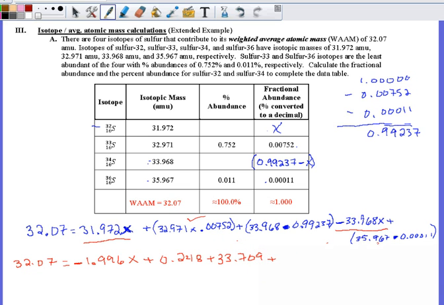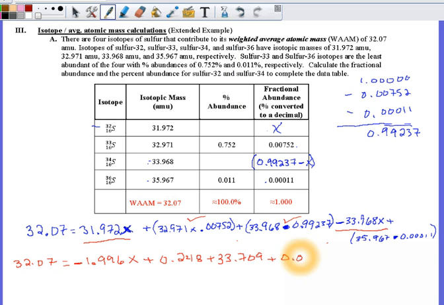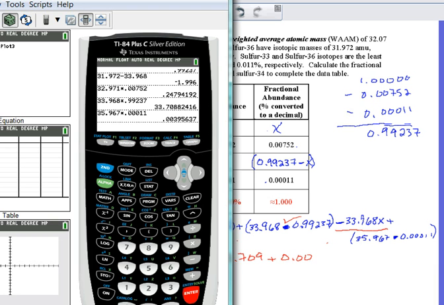Plus, and now I'm going to do this one. So I took care of that one. I'm going to do this one. 35.967 times 0.00011, and I get 2 sig figs, which means 0.00, so what was that? 40. So that will round to 40.